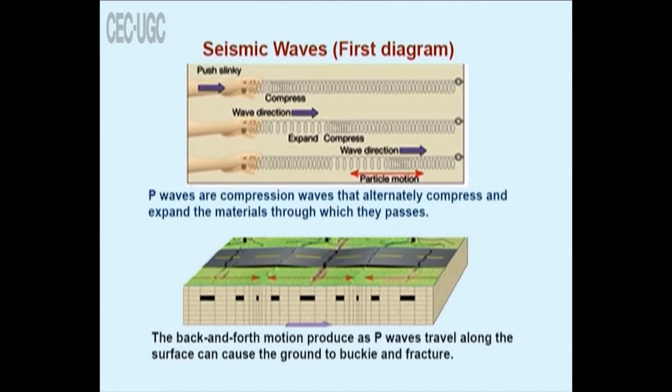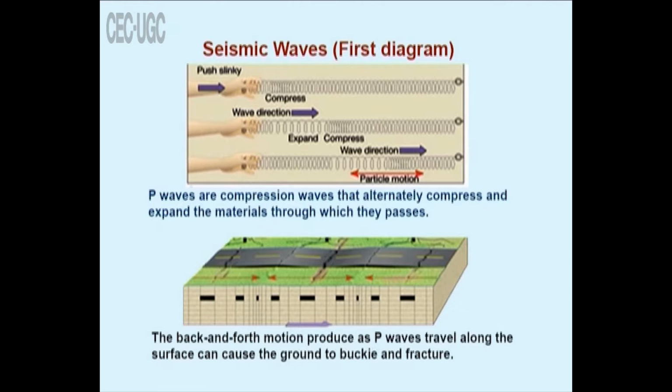As I already told, there are 3 different waves: primary waves, secondary waves, and L waves. All these 3 seismic waves travel through the ground during earthquake times, but which waves act differently, I am going to tell you now. For example, if you see this diagram, there are P waves or compressional waves. Most earthquakes occur in back and forth motions. The P waves produced at that time travel along the surface and can cause the ground to buckle and fracture.